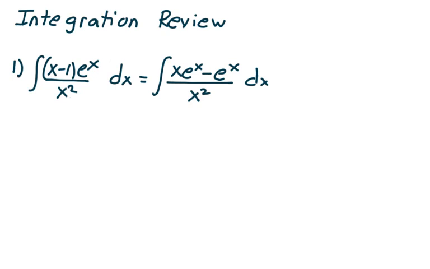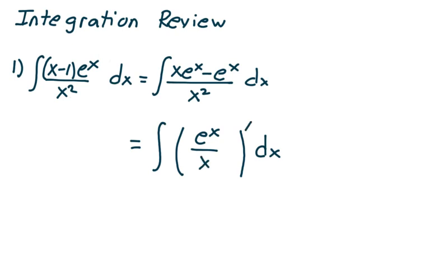This can be written as the integral of (x e to the x minus e to the x) divided by x squared dx. Okay? And what's neat about this is we can write this as the integral of the following. So we're going to take the integral of the derivative of e to the x divided by x, and we're going to integrate this with respect to x.